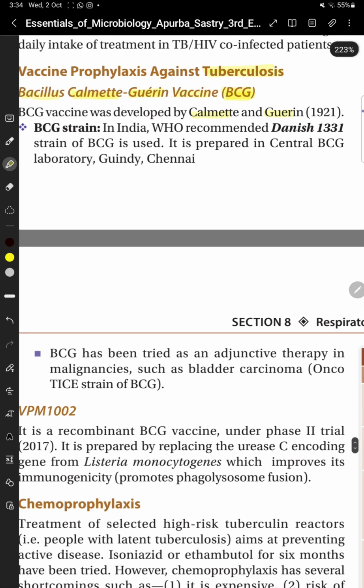BCG strain. In India, the WHO recommended Danish 1331 strain of BCG is used. This vaccine is prepared in the Central BCG Laboratory, which is in Guindy, Chennai.